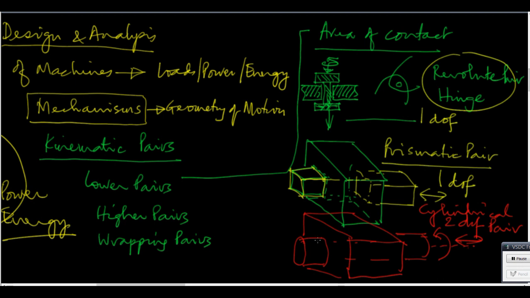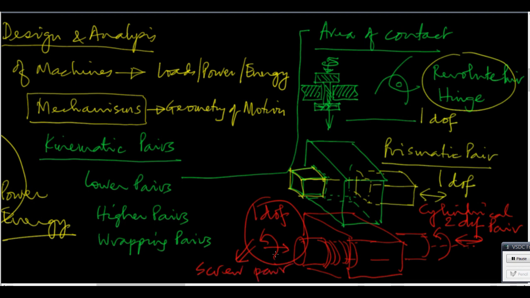Now, if you have threads on this, so that per rotation there is a certain advance movement, then although both motions are involved, there is only 1 degree of freedom. That becomes a screw pair. Okay, so these are the lower pairs. There is also a spheric pair. A spheric pair is like this. Let me show you now.